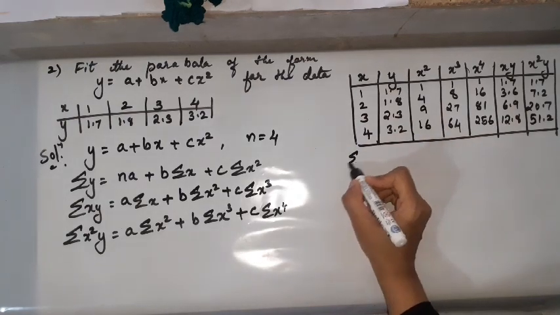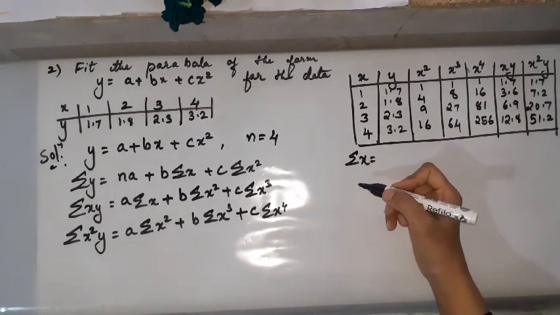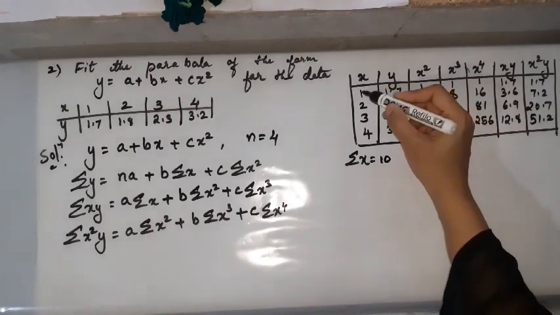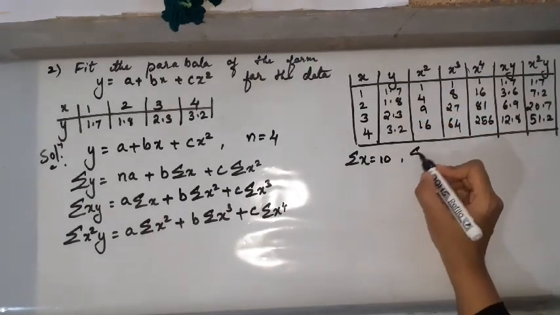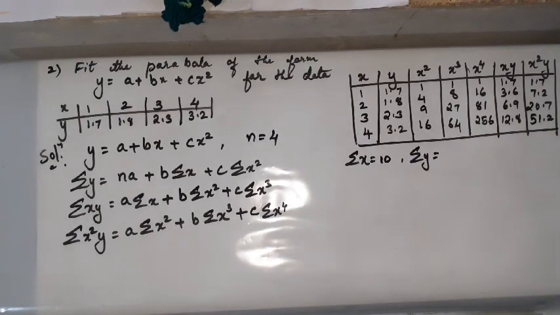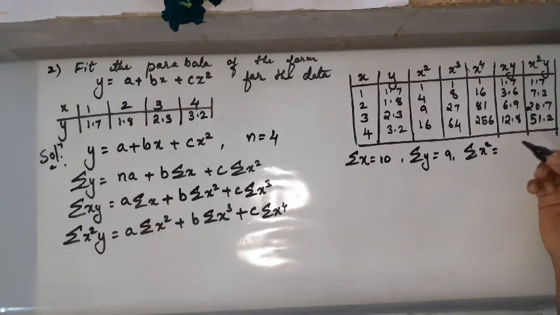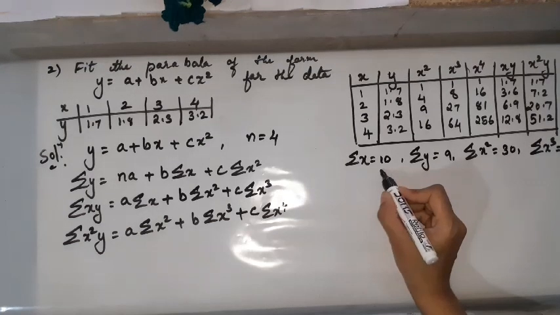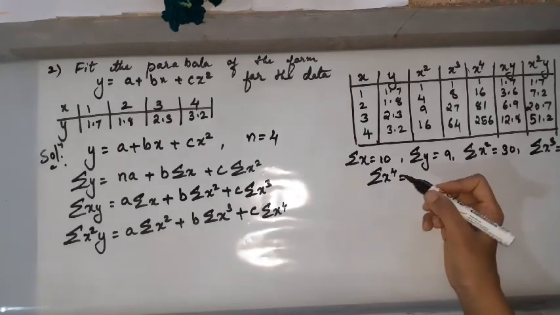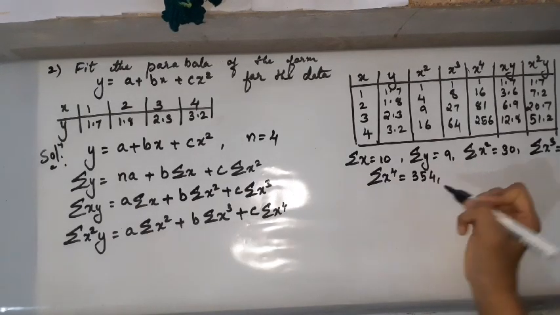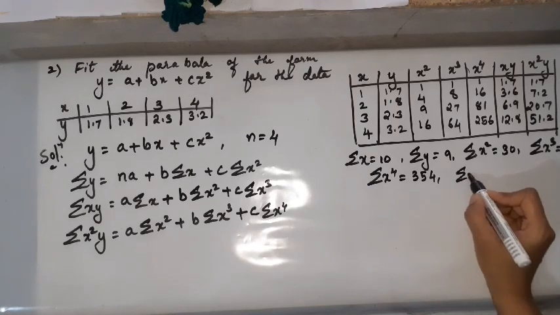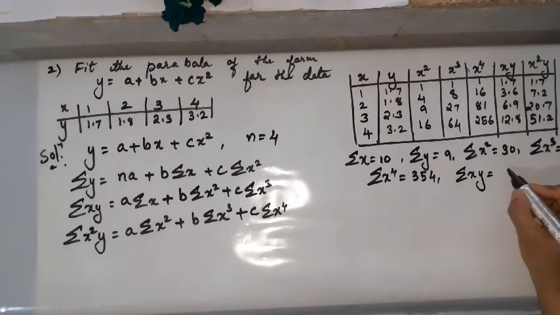Now you need summation x. Summation x value should be 10. 3, 6, 10. Yes. Summation y, its value should be 9. Just do it in your calci and verify, all of you. Summation x square should be 30. Summation x cube, it should be 100. Summation x to the power 4, it should be 354. Next, summation xy, its value must be 25. Just verify it in your calci, all of you.